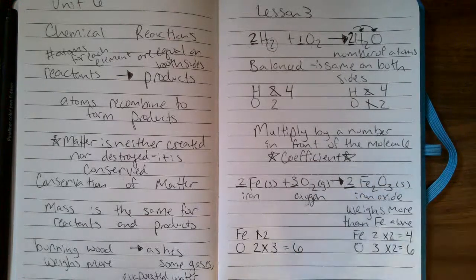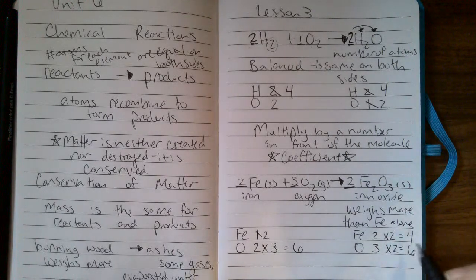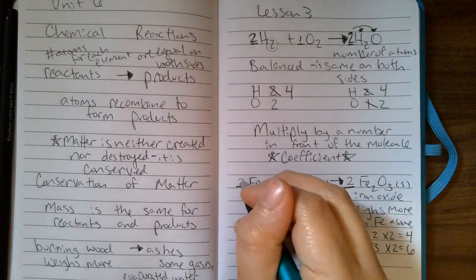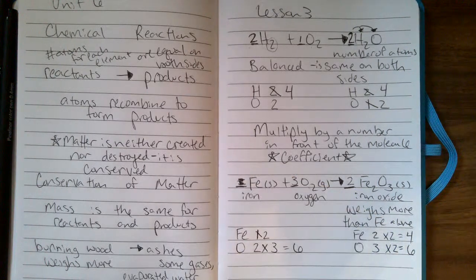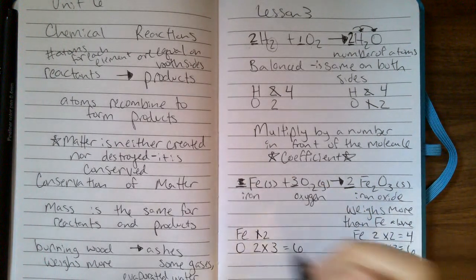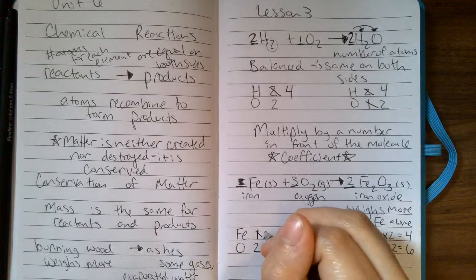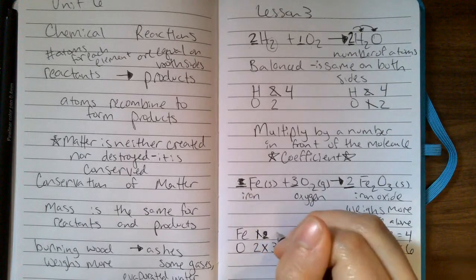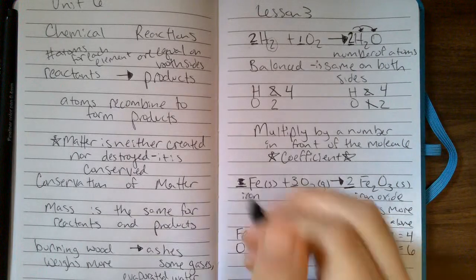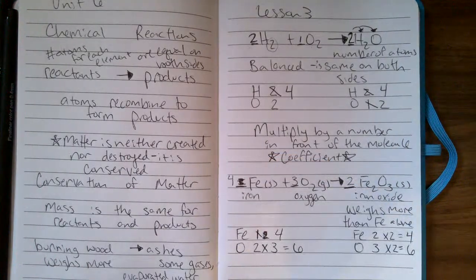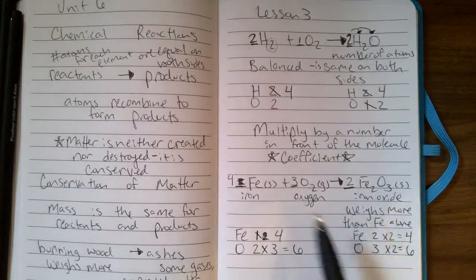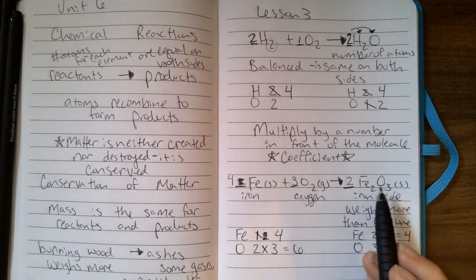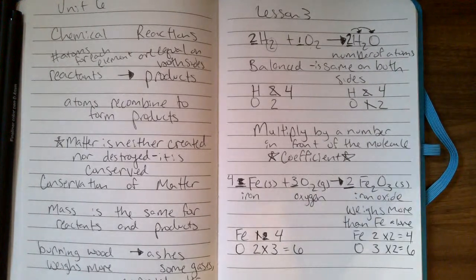We have 6 oxygen on the left side, but our irons are not equal again. So now, instead of multiplying by 2, we're going to start over on the iron, and we're going to look and see what we can multiply by instead. And we can instead multiply by 4. So 1 times 4 will give us 4. And now we will have a balanced equation. 4 iron, 4 iron. 3 times 2 gives us 6 oxygen. 2 times 3 gives us 6 oxygen.